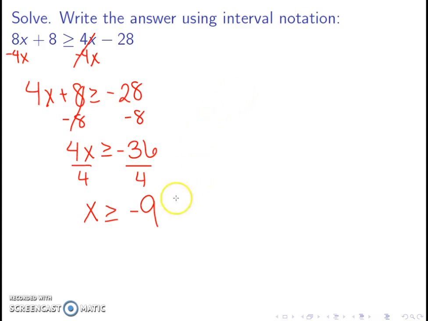So using interval notation, the smallest this thing could be is negative 9. The biggest it could be is infinity. We always use a parenthesis for infinity. And we'll use a square bracket for negative 9 since we are allowed to have this be equal to.